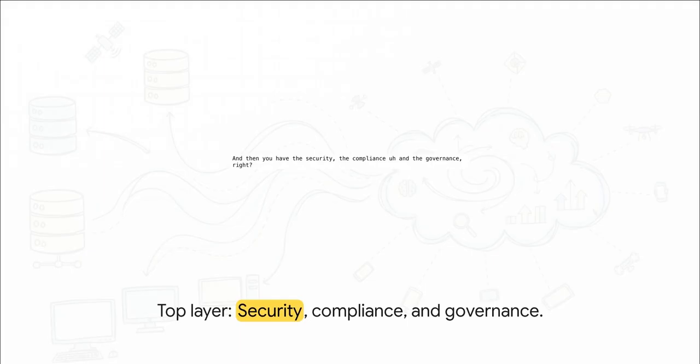But of course, no architectural stack is complete without structural integrity. And then you have the security, the compliance, and the governance. Capping off our house analogy, this top layer is an absolute necessity. It acts like a protective umbrella over the entire tech stack, making absolutely sure that your groundbreaking app stays safe, trustworthy, and fully compliant with enterprise standards.